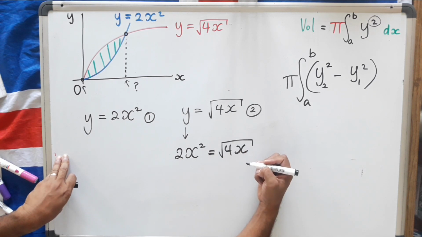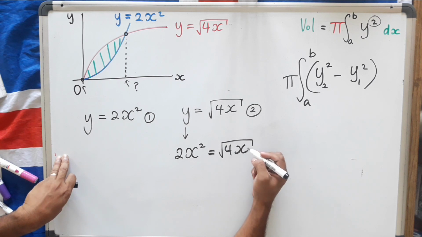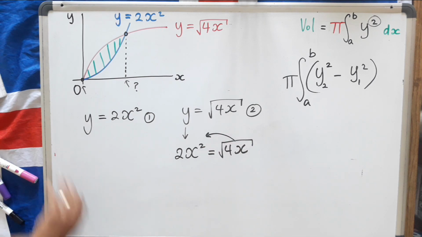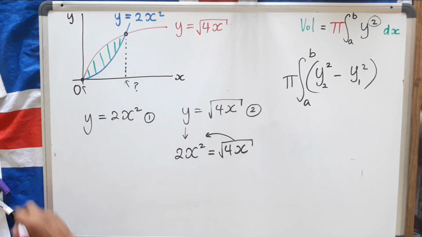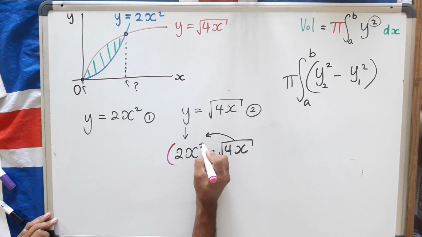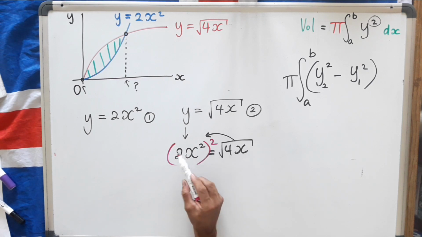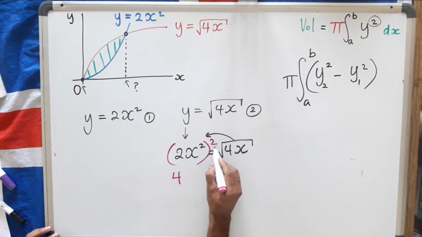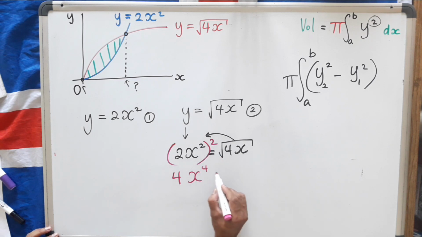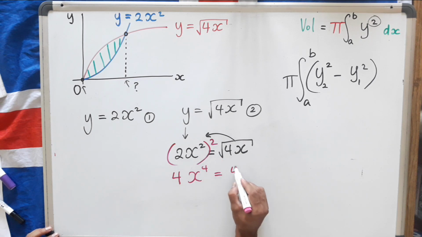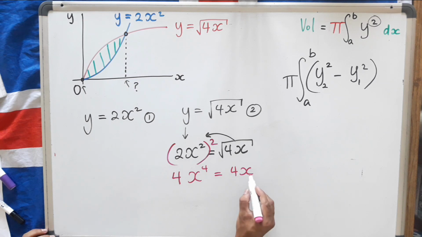Here's what I need to do now. To get rid of the square root, I probably need to throw him across on the other side. When you throw across a square root, you will get the opposite. You will get a squared, which means that everybody here gets squared. 2 squared is 4, x squared squared is x to the power 4, is equal to 4x. Remember, the square root sign doesn't live here anymore. We threw him out on the other side. So let's solve this equation.